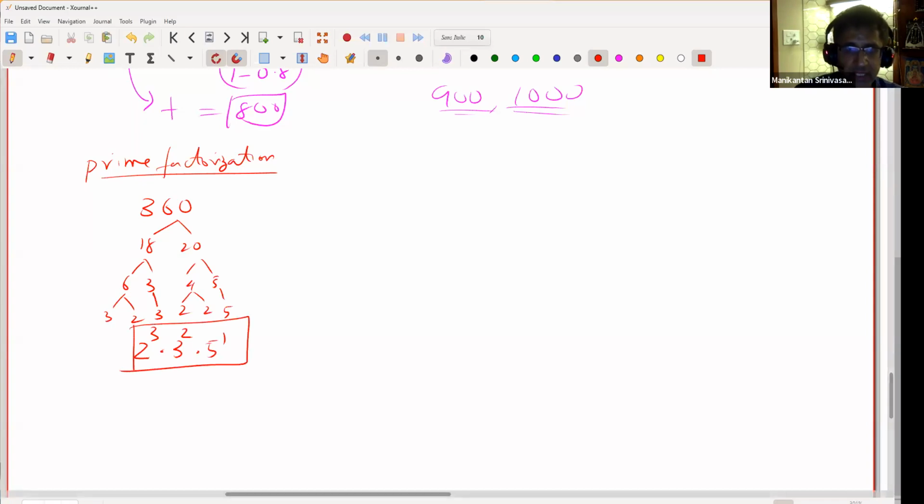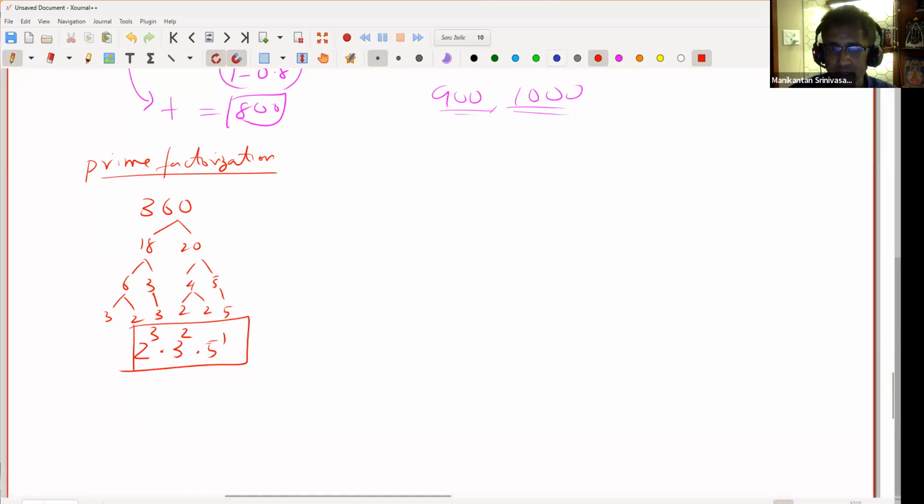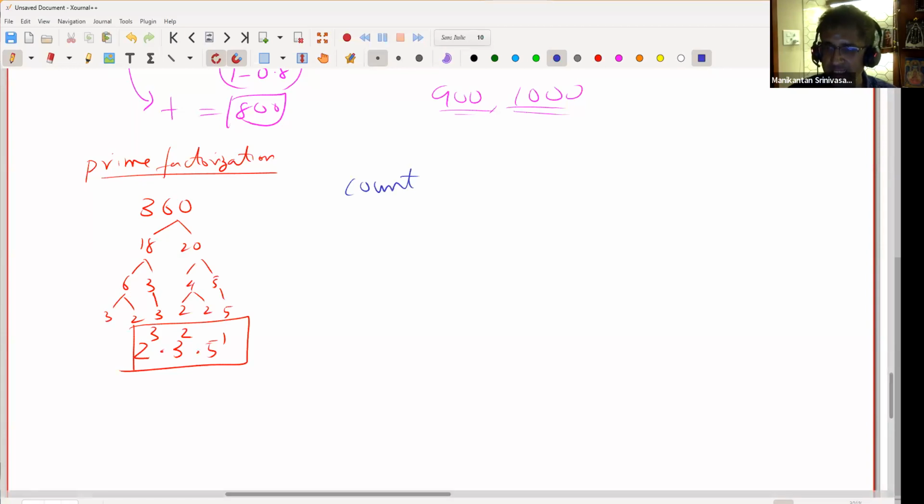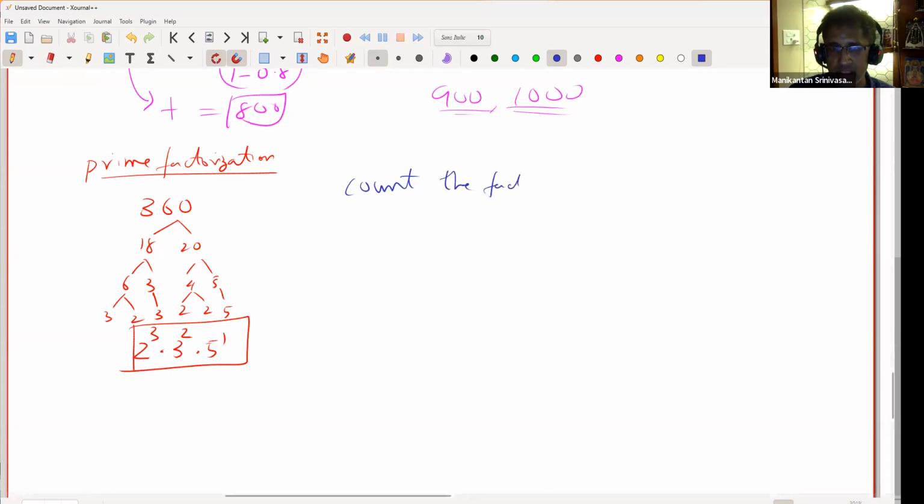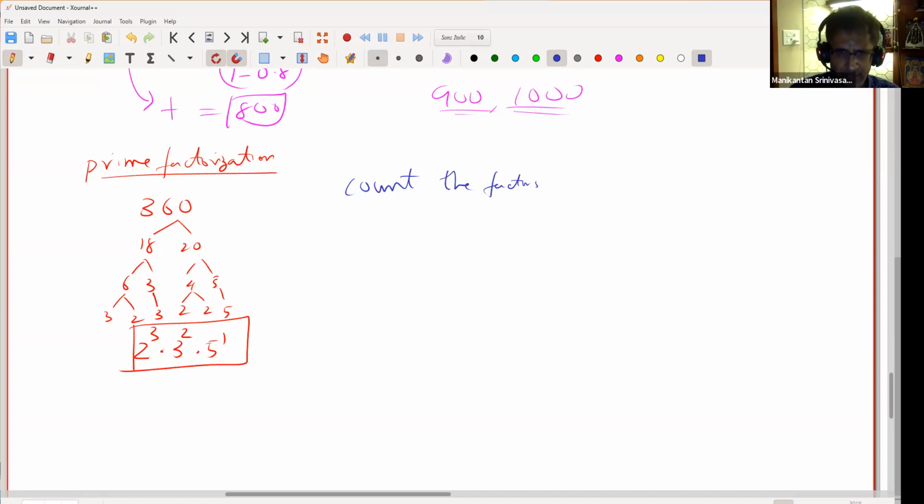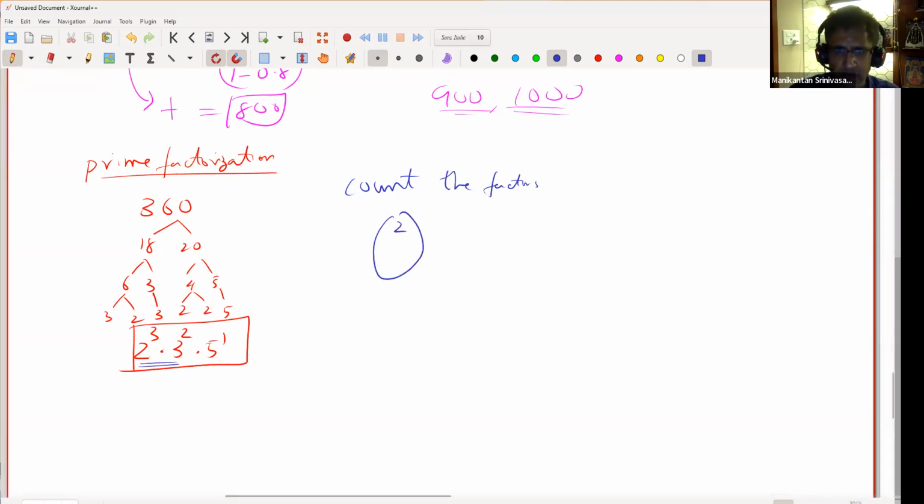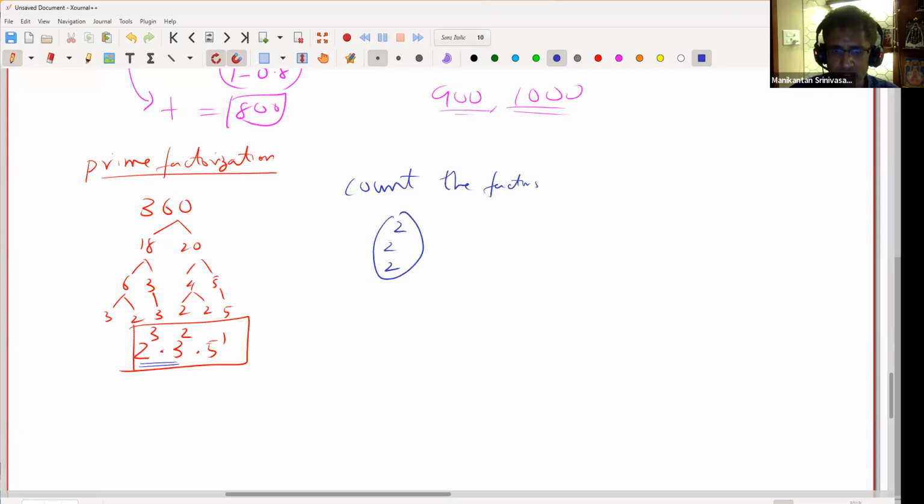The main advantage of prime factorization is you can count the number of factors very easily. Suppose I'm not interested in listing all the factors. I only want to count the factors. How many factors does 360 have? Then it becomes very easy. I have the prime factorization, so that means I have a basket of 3 2s, a basket of 2 3s, and a basket of just 1 5.